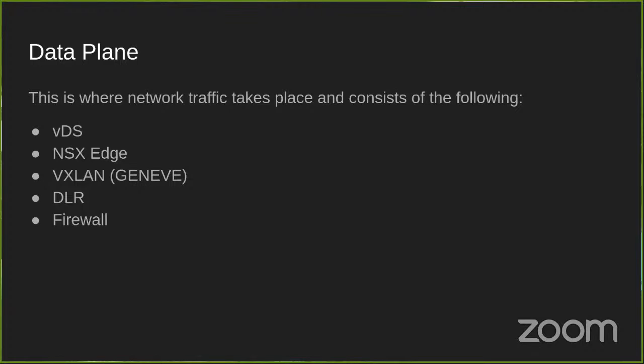We have the NSX Edge. The NSX Edge is responsible for north-south traffic. For example, you want to communicate from your ESXi host to the physical network. That is why you use the NSX Edge. And we have the VXLAN, which is mainly for switching, just as I had explained, but it is being superseded by the Geneve protocol. We also have the DLR and the firewall.